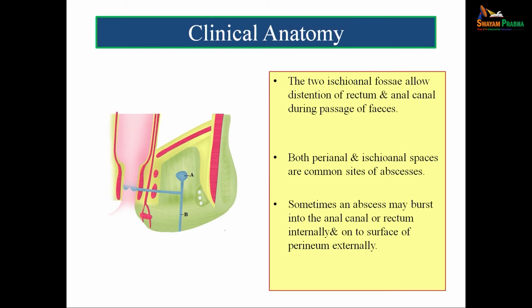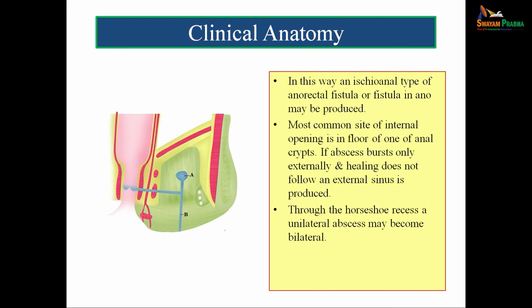So this figure is showing you the abscess marked by A and the fistula, one which is unmarked on the medial side, that is the internal fistula, and the one which is marked as B is the external fistula, which is opening out into the perineum externally. So in this way, an ischioanal type of anorectal fistula or fistula in ano may be produced.